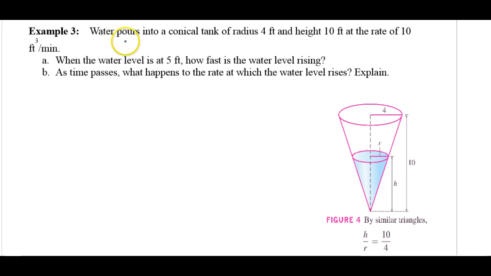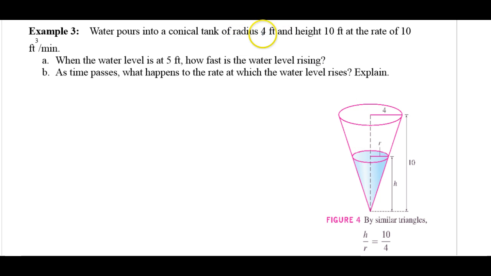All right, example 3. Water pours into a conical tank of radius 4 feet and height 10 feet at a rate of 10 feet cubed per minute. Part A. When the water level is at 5 feet, how fast is the water level rising? All right, this is definitely an advanced problem. So we have water that's pouring into a conical tank. Here's the image, the bigger pink portion, that's the cone that we're pouring water into. Imagine if you've ever gone to the fair and gone up to the little Sparklets drinking station and the cups are like snow cones.